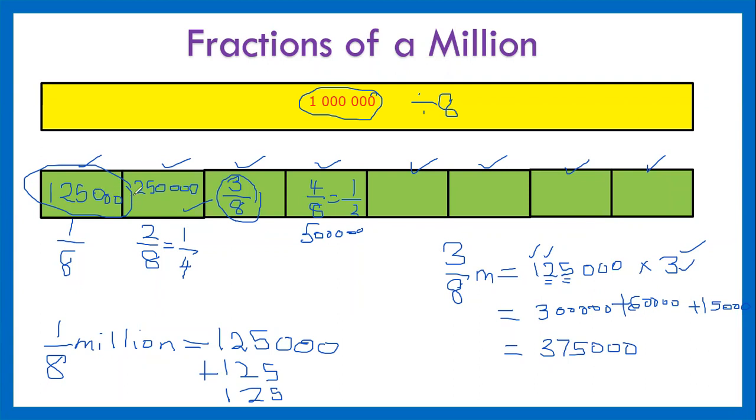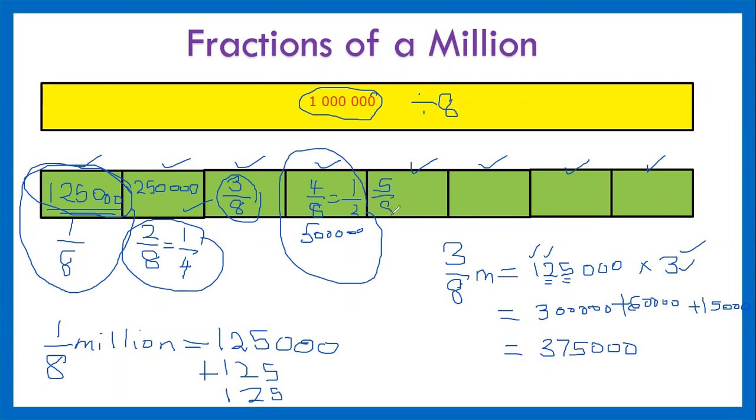But here, your basic knowledge starts with 1 over 8 million is 125,000. 2 over 8 can be simplified to a quarter. 4 over 8 can be simplified to 500,000. The next number that you will need to really know is 5 over 8 million. How much is that? 6 over 8 can be simplified to 3 quarters, 3 over 4. And then you have 7 over 8 million. And then you have 8 over 8. 8 over 8, you know it's the full 1 million.